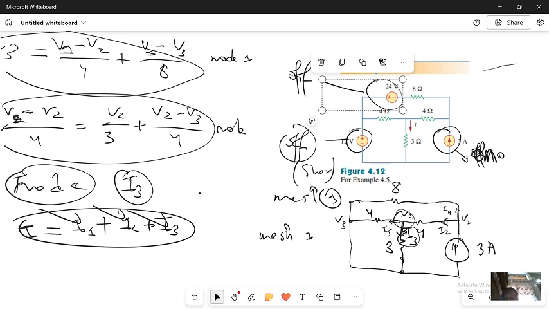You can also use mesh analysis. I have this mesh, I have this mesh, I have this mesh. We already saw some videos on this method, so it's better to go there and see the method so that we can better understand it.